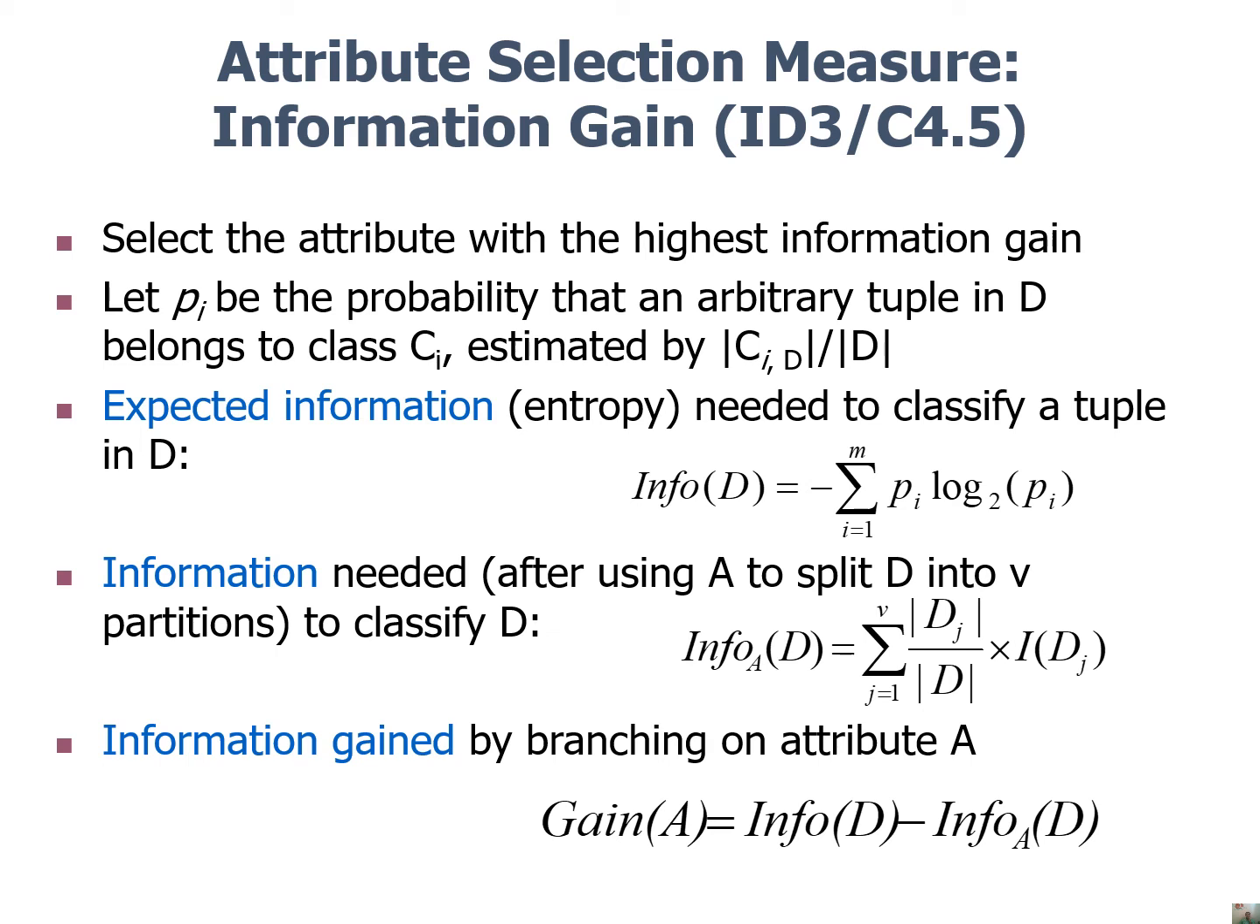Expected information is known as entropy. So the total number of attribute tuples available in this particular data set has to be calculated. The information needed after using A to split D into V partitions to classify D.